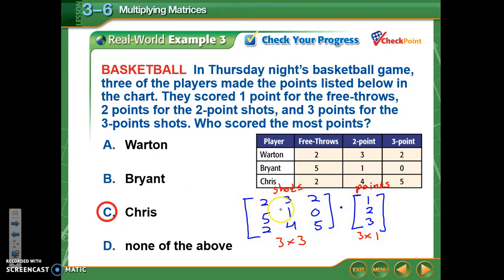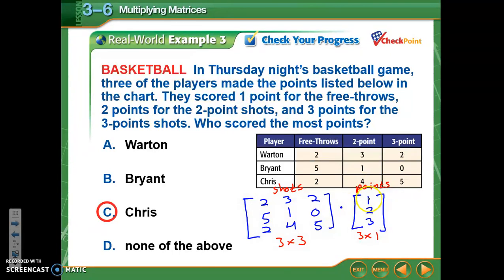Your first matrix is a 3 by 3 matrix, 3 rows, 3 columns, that lists out the number of shots that the people who played basketball made. So Wharton made 2 free throws, 3 2-points, and 2 3-point shots, for example. All of that information is in this matrix.